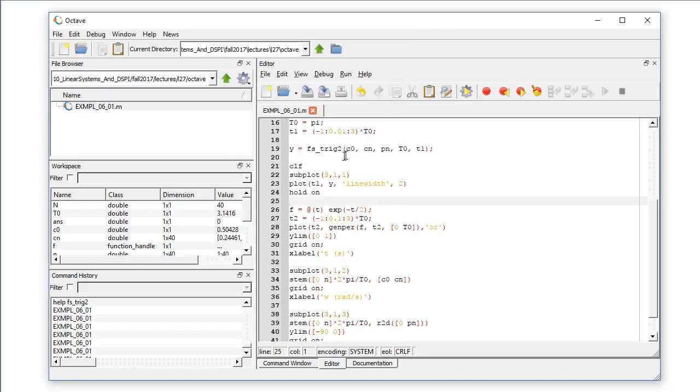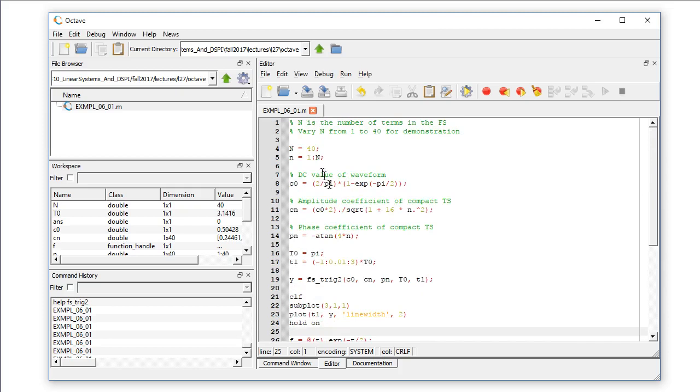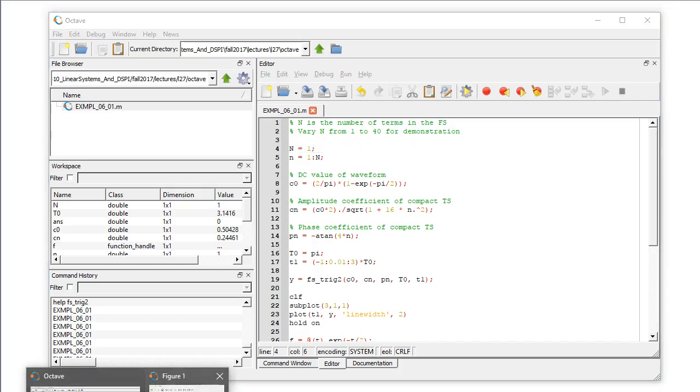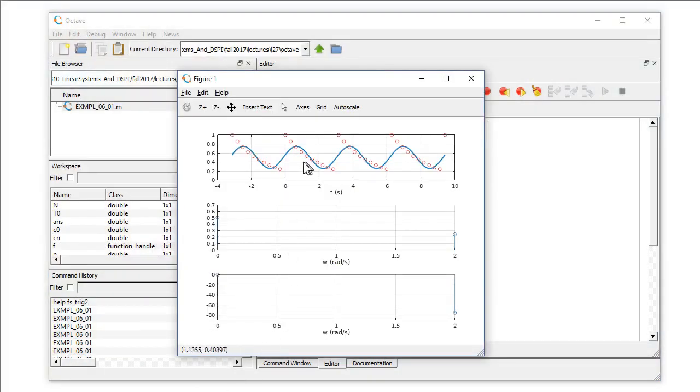That's easy to do. Just at the top of the script, we define the number of terms used in the Fourier series as 40. So I'll just change that to 1 and replot the results. Okay, so here's the approximation with just one term.